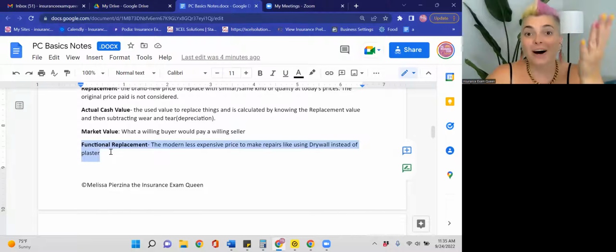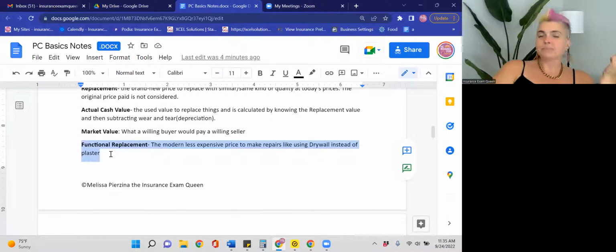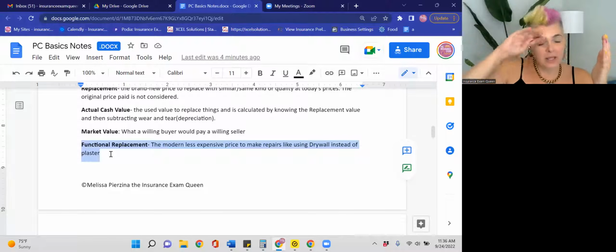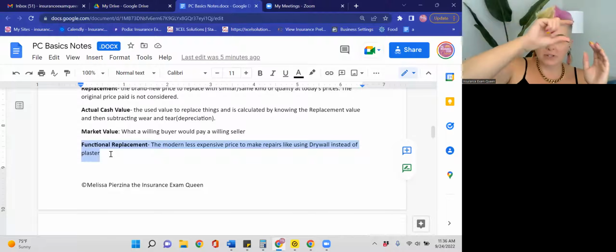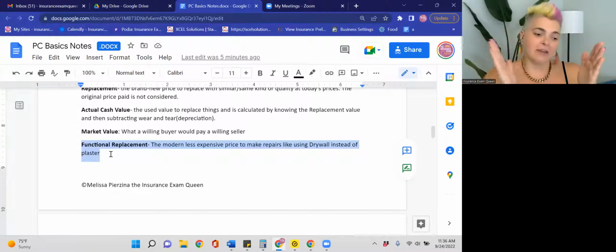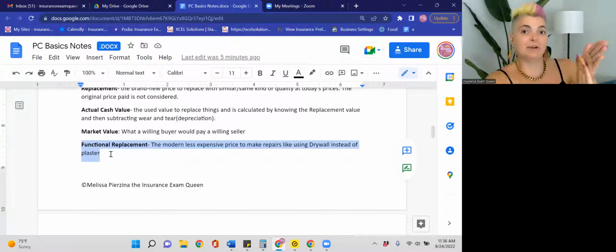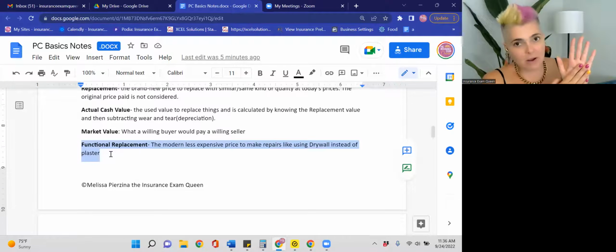Now, functional replacement also goes along with an HO8, actually. Functional replacement is the modern, less expensive price to make repairs. So if a house is built with plaster, now plaster used to be the way they made walls, lath and plaster. They would take wood boards, and then you kind of like throw cement on it and like smear it around. It's not cement, it's plaster, but same kind of concept where it's wet and you put it on there and then it hardens. That's lath and plaster. We no longer make walls like that.